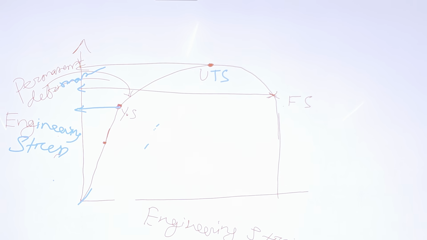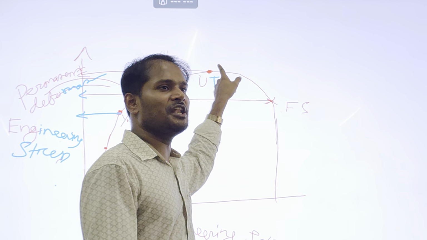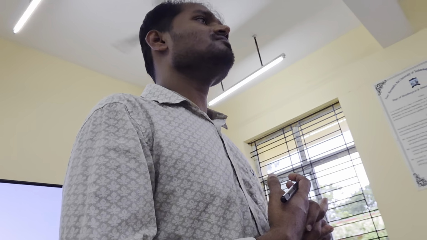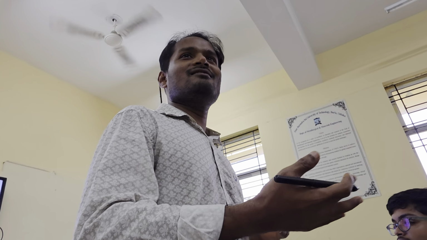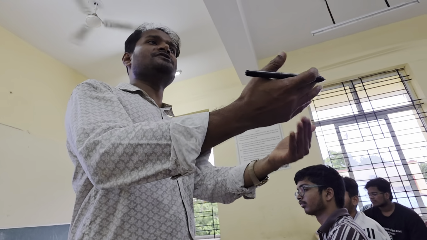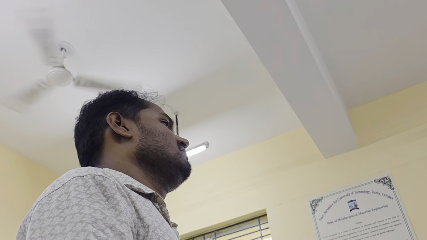Is it fine up to this? Now, how can you define UTS? What should be the definition of UTS? Maximum? Yeah, maximum value of stress which a material can withstand, in simple words, because beyond that it cannot withstand the stress. Onset of necking, yeah, you can say it like that also, no issue. But it is better to say maximum stress a material can withstand. Onset of necking is fine, no issue.